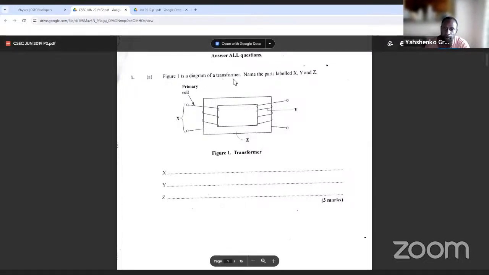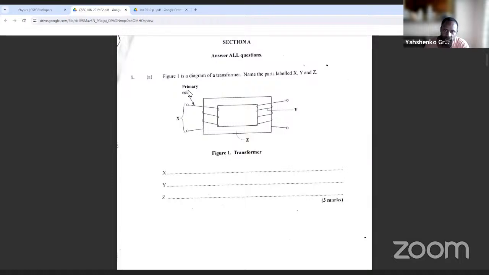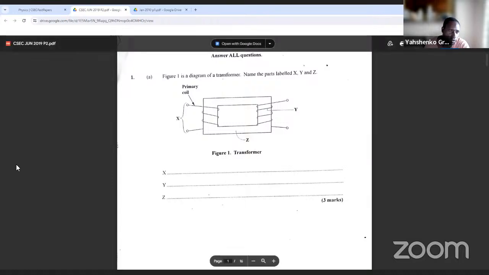Figure 1 is a diagram of a transformer. Name the parts labeled X, Y, and Z. All right, so they already said that X is primary. All right, so here we go now. X is the source power. All right, so X is the source power. What is Y? Y is the secondary coil or winding. What is Z?